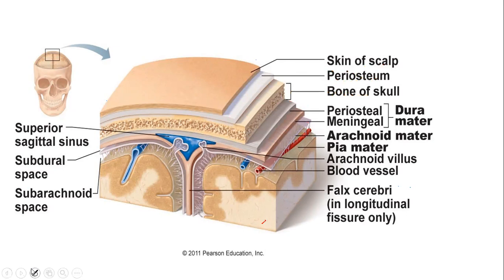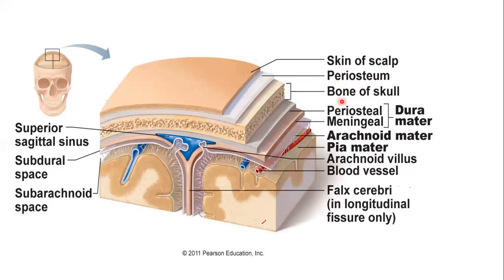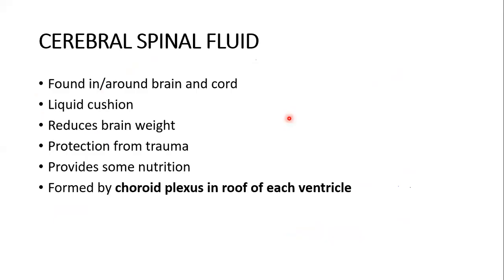Then after the bone, as you can see, this is the bone of the skull, this part. Then there's the periosteal and then the meningeal layers, and the periosteal and the meningeal are the dura mater. Then there's the arachnoid mater, then the pia mater. So these three, from here up to here, form the meninges. Then there are the arachnoid villi, those are the other parts.